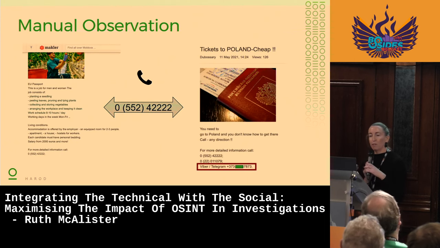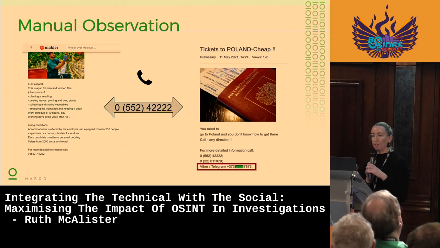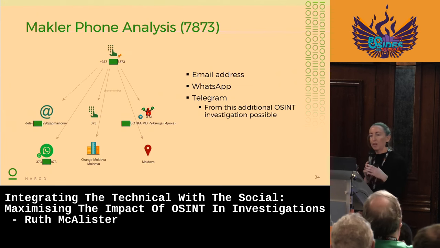Like I said, I don't always rely on technology. Even looking at some of the manual adverts, I thought, this is quite interesting. Tickets to Poland, cheap. You need to get there, you don't know how, you can come from any direction. Okay, so I have a phone number, and through analysis of that phone number, you can pivot off and get a Gmail address, I can see the network it's connected to, and I also have a Telegram account. That allows me to go to various other pivot points around people's personal identifiers.